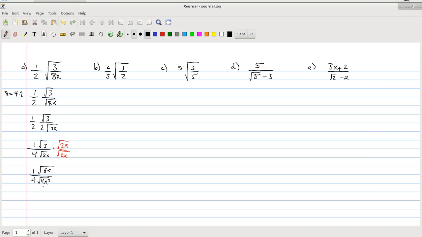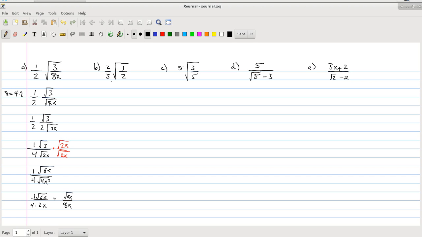Now 4 is a perfect square, so we can break that out of the radical. And x squared is a perfect square. That means 1 radical 6x will stay. This 4 will stay on the outside. The square root of 4 is 2. The square root of x squared is x. We can go one step further and write this finally as radical 6x on top, and then 8x in the denominator.